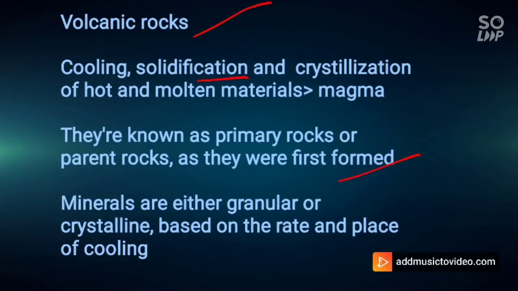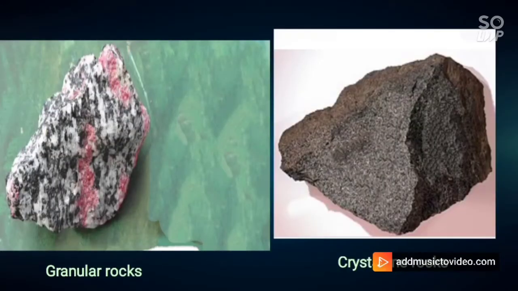Minerals are either granular or crystalline based on the rate and place of cooling. Igneous rocks are divided into two types, extrusive and intrusive. In extrusive, the rocks are formed on the surface of the earth, and in intrusive, the rocks are formed inside the earth. In extrusive, you identify crystalline rocks, and in intrusive, you identify granular rocks. Here you can see the different shades because it is a coarse grain.